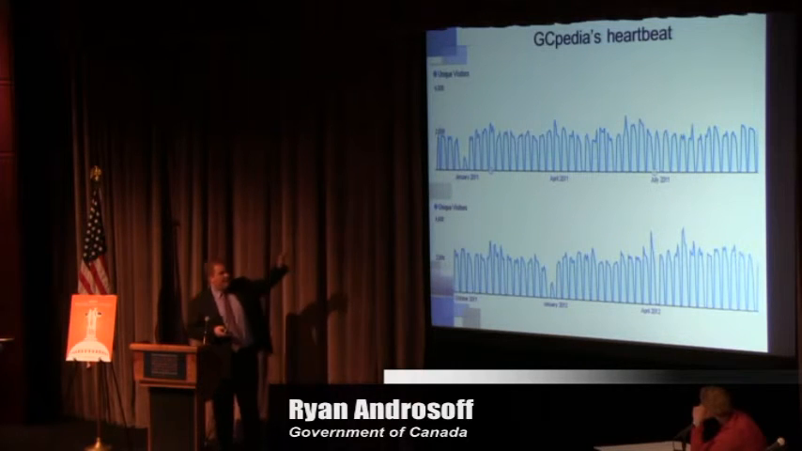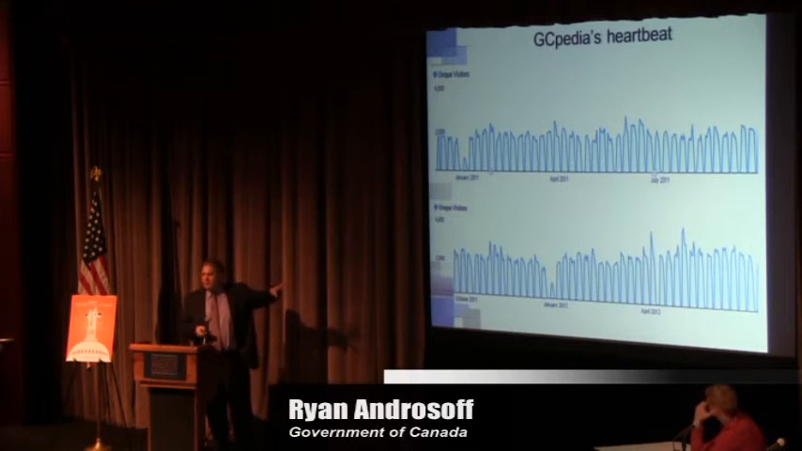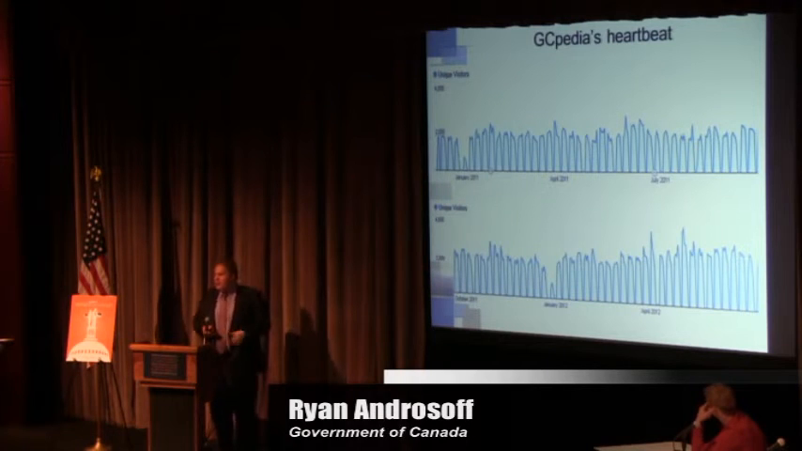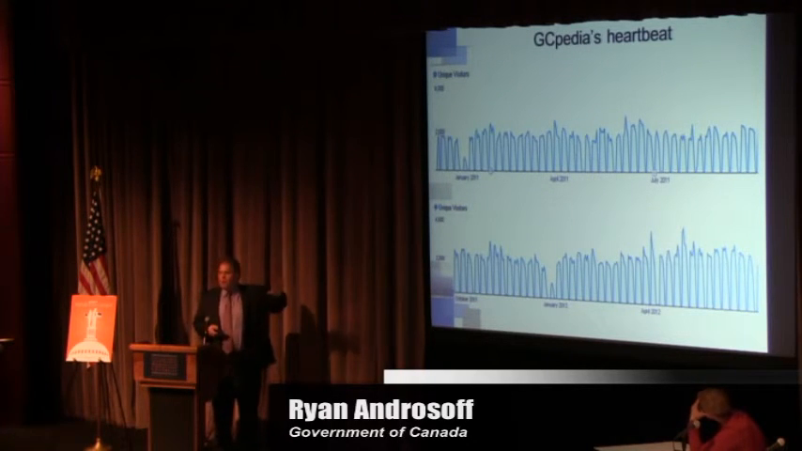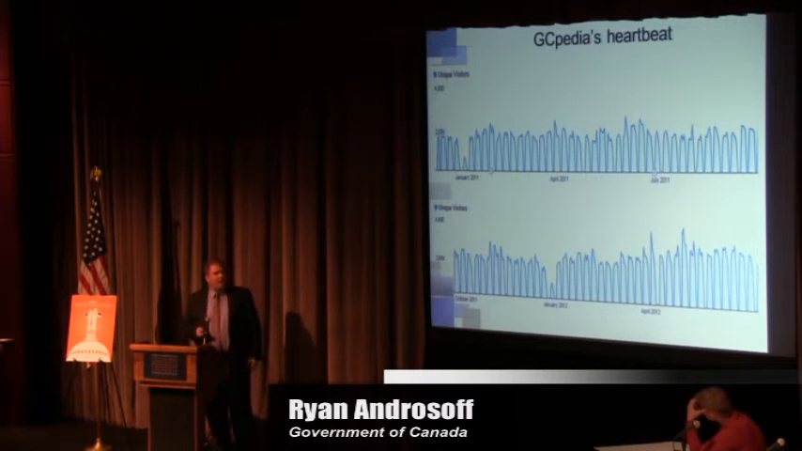And I think the other point I want to point out is that the use is consistent. This is showing daily unique visitors to the site. And you can see we're getting up to about 3,000 or so daily unique visitors onto GCpedia. But I think it's amazing that that's consistent. This isn't one-times or one-offs. There really is a steady heartbeat that goes on with GCpedia over time.